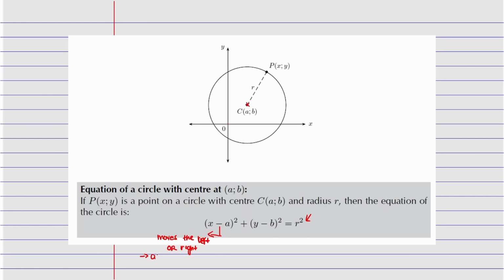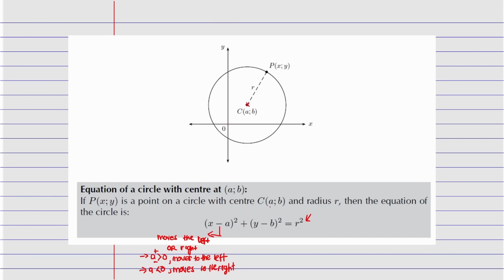So if A is greater than 0, meaning it's positive, the graph moves to the left. Then if A is less than 0, the graph moves to the right.